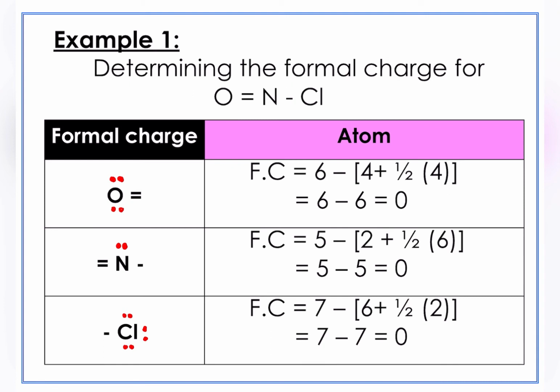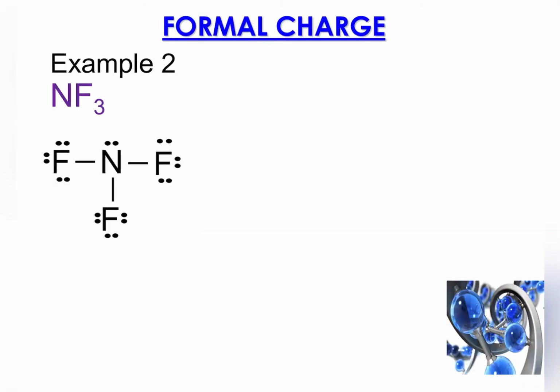So that's how you apply the formula to calculate the formal charge on each atom. It means you have to calculate for all atoms one by one. Let's try a few more examples. I have example 2, NF3. This is the Lewis structure for NF3. I have drawn it for you. And what will happen next? I'm going to calculate based on each atom.